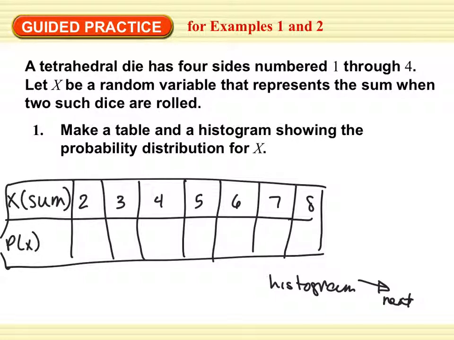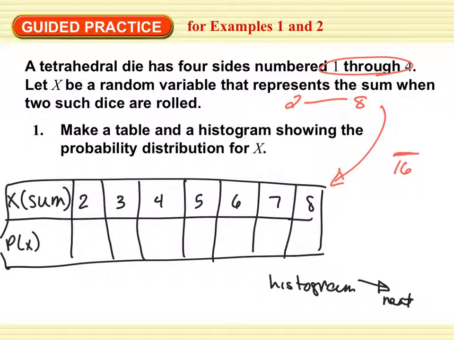A tetrahedral die has 4 sides numbered 1 through 4. Let x be a random variable that represents the sum when 2 such dice are rolled. So if I got numbers 1 through 4, that means the sums are going to be between 2 and 8, which is what I wrote right here to get started. So the total answers I can get are 16, 16 different ways.